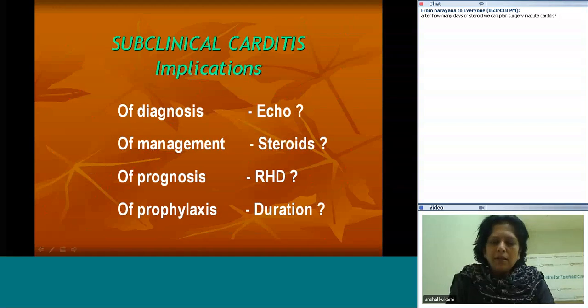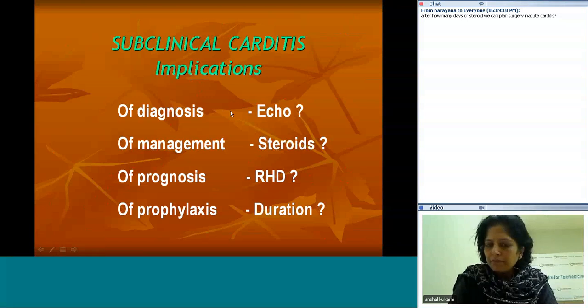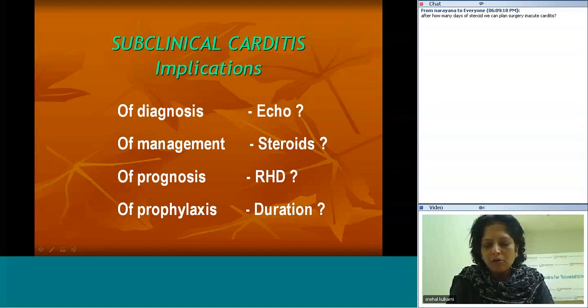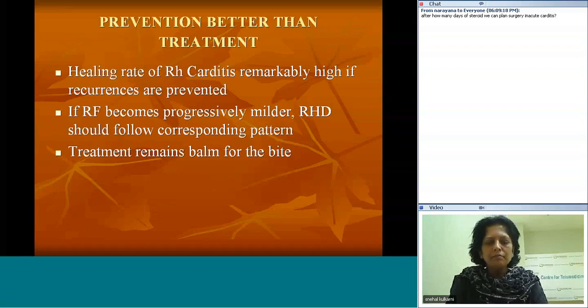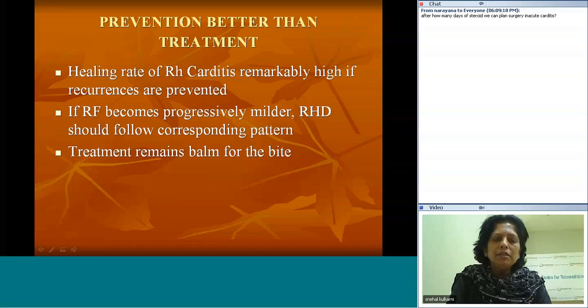If we have subclinical carditis, what are the implications of diagnosis? Whether echo can help? How do we manage? Whether steroids have a role? Whether we can say something about prognosis depending on the subclinical carditis, and what is the duration of the prophylaxis? So subclinical carditis is a major area where a lot of emphasis is given nowadays and the work is going on. We know prevention is better than the treatment of rheumatic fever.